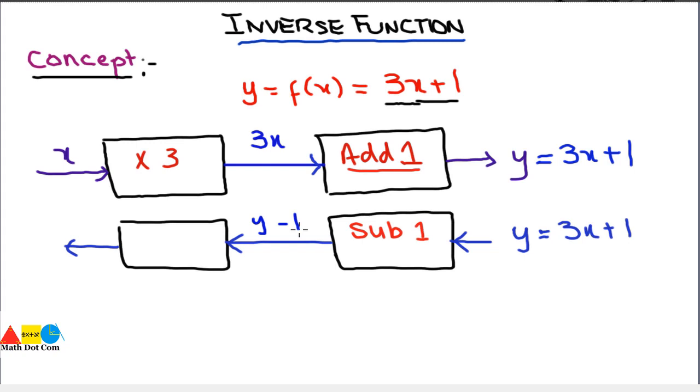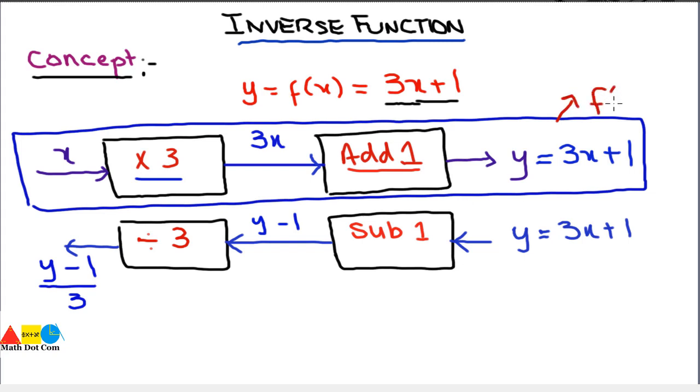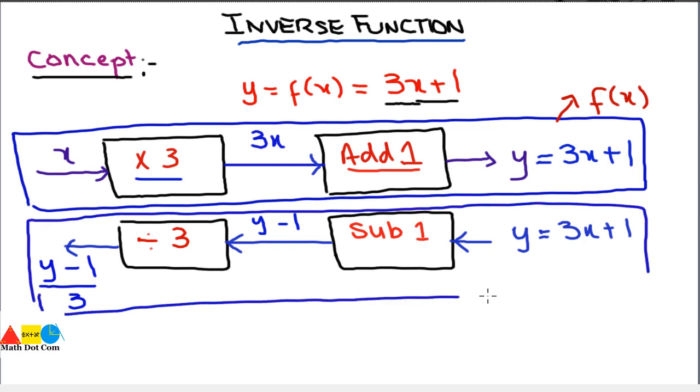We have to do another opposite operation: here we have multiplied by 3, but in the inverse function, we have to divide by 3. What will we get? We will get y minus 1 divided by 3. Now this is equal to x. So this means this is a function, that is y equals f of x. Now what about this second one? This is basically the inverse of the function, that is equal to f inverse of y.